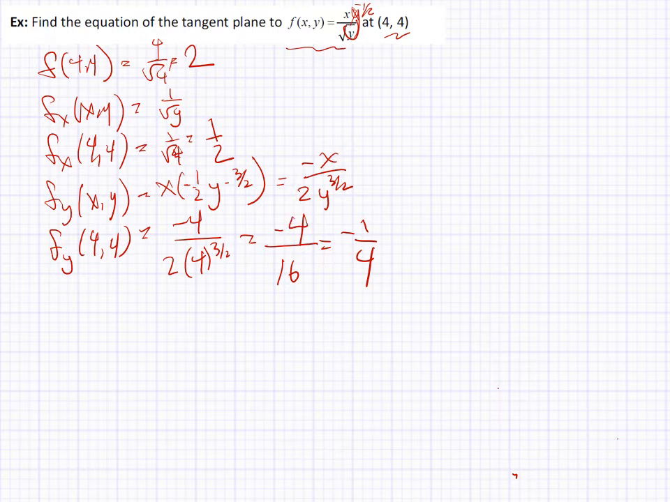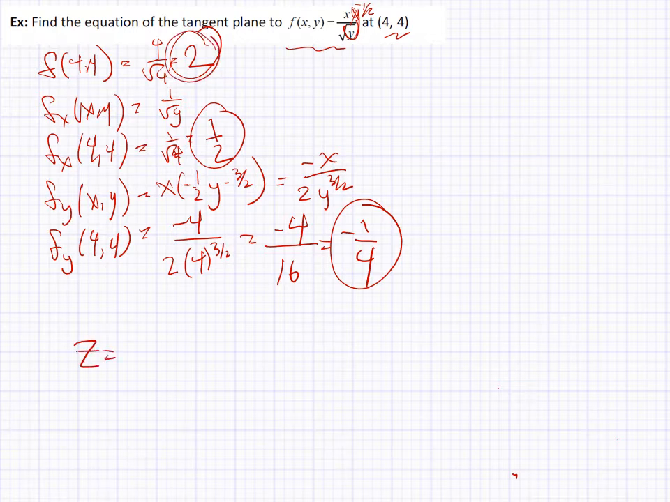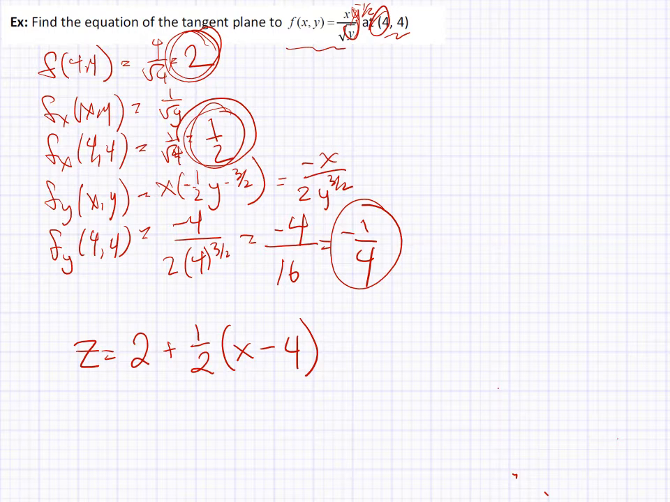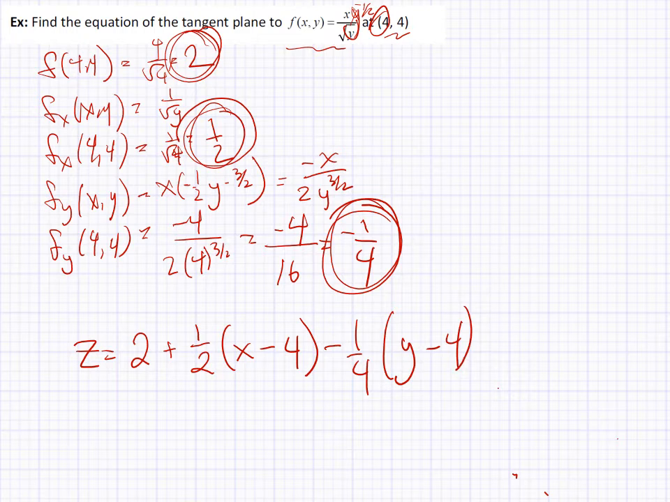Okay. So now that I have this, this, and this, I can find the equation of the tangent plane as z equals f of 4, 4, which would be 2, plus the partial derivative with respect to x at 4, 4, which is a half, times x minus 4, that's the x value here, plus the partial derivative with respect to y, which would be negative 1/4, times y minus 4, again, that's the y value here. And so that would be the equation of the tangent plane.